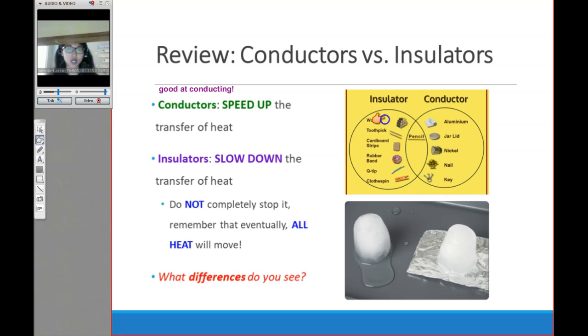And we talked about the differences, right? Insulators tend to be things like wood or glass or cardboard or rubber. Those are all good insulators, meaning they slow down the transfer of heat. And conductors are things like aluminum, metals, right? Those are going to be good conductors, okay? So let's go ahead and take a look right here. What differences do you see between the ice cube on the left versus the ice cube on the right? Tell me in the chat box. What do you notice between the ice cube on the left and the ice cube on the right? Any differences that you see and what's happening? What scenario they're in?